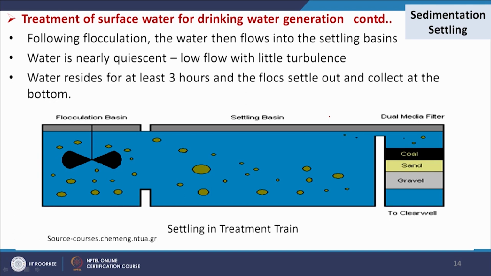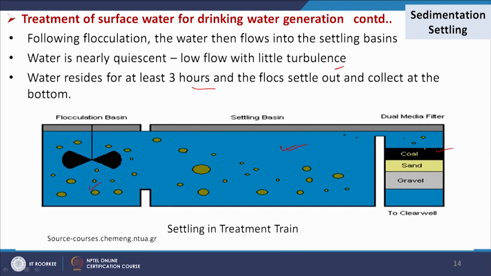Then we come to sedimentation, the settling tank. After flocculation the water flows into the settling basins. So, the water is nearly quiescent, low flow with little turbulence. Water resides for at least 3 hours and the flocs settle out and collect at the bottom. So, this part is flocculation, then it comes to the settling basins, then to further filtration.